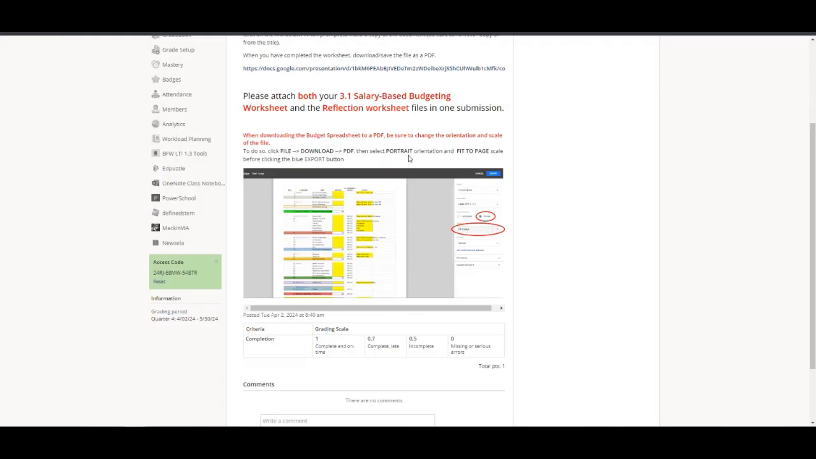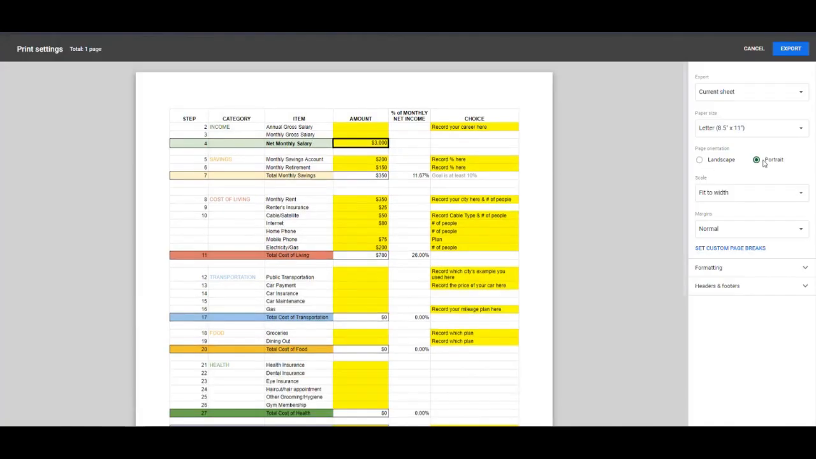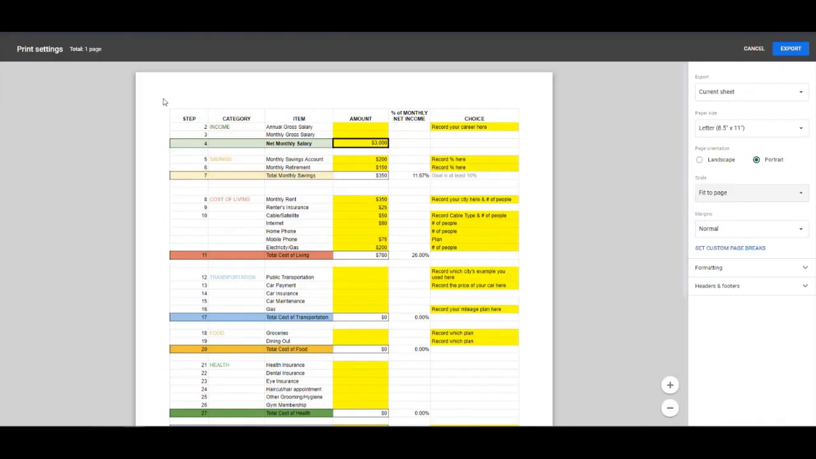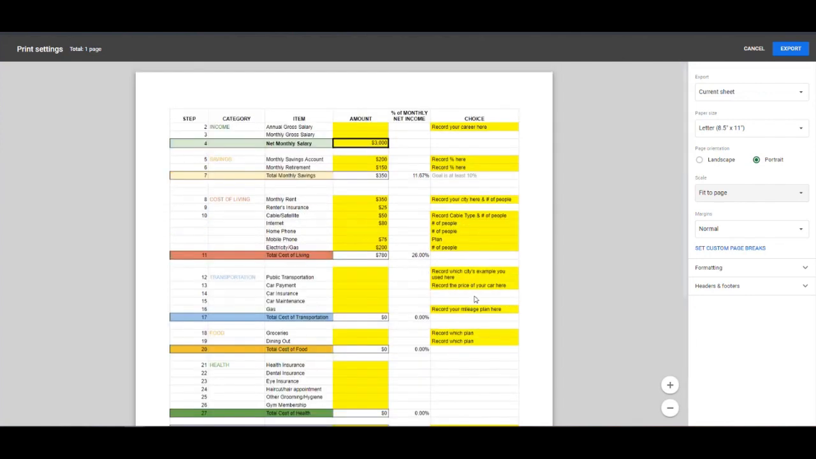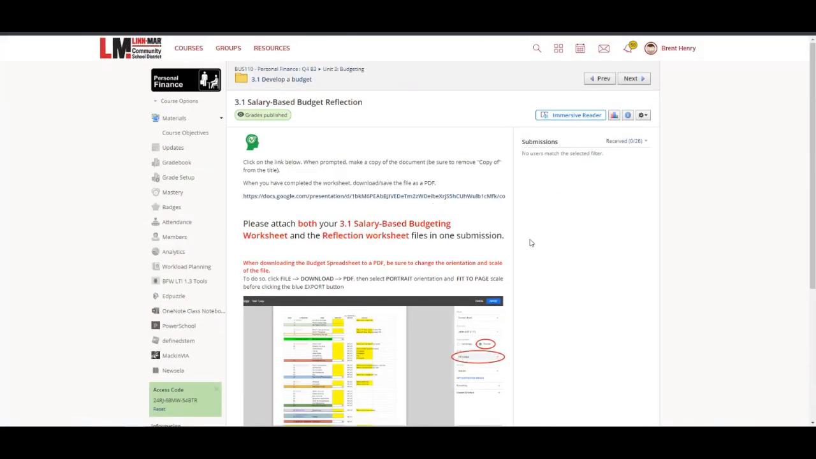Notice you have to make 2 changes. You have to select portrait. So it's probably going to default to landscape. We need to change it to portrait. That makes it vertical. And then the other change is fit to page. If I go to fit to page, that ensures that the entire spreadsheet will fit on 1 page of a document. And so then you can export it and that'll download. I don't know why they label that button export, but you'll hit that and that'll actually download it. So then you'll have the spreadsheet downloaded, you'll have this downloaded, you'll attach both of those to this submission.